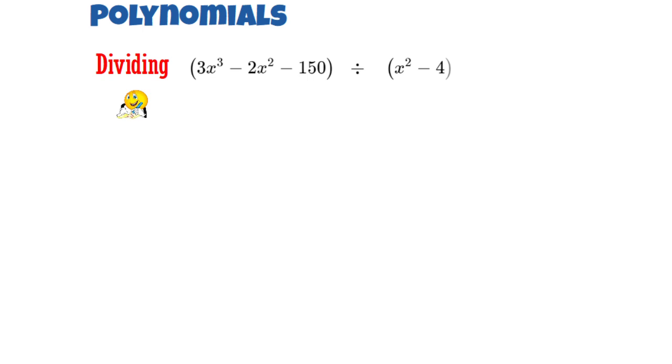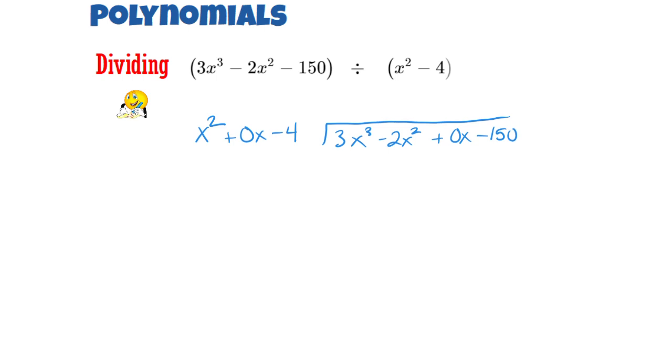But when you set this up, you're going to put your X squared. Leave space up here. Remember, your quotient's going to be up there, so don't write up there too high. So I'm going to have an x squared plus 0x minus 4. And then I'm going to have a 3x cubed minus 2x squared plus 0x minus 150. All right, now this one's on your own. See what you can do with it. Come back when you think you have your answer, and we'll check each other.